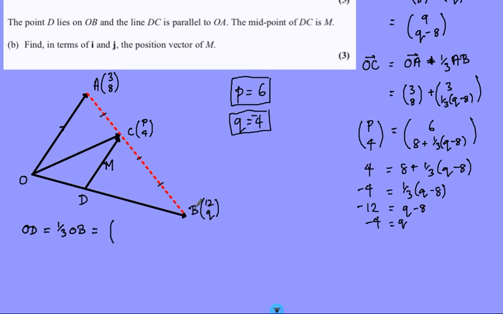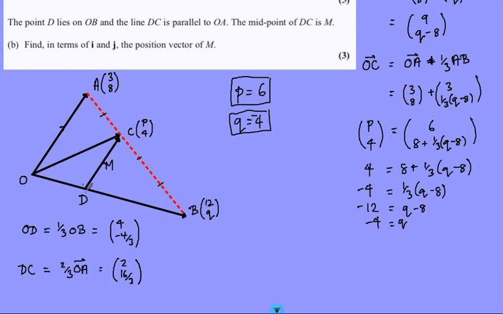So a third of O to B is a third of this. q was -4, a third of -4, so that's O to D. Now, in a similar sort of way, D to C. Now, this triangle here is 2/3 the size of this larger triangle, which means D to C is 2/3 of O to A. And 2/3 of O to A is 2/3 of (3, 8), which is 2, and 2/3 of 8, 16 over 3. There we go, 2/3 of 8, get there in the end.